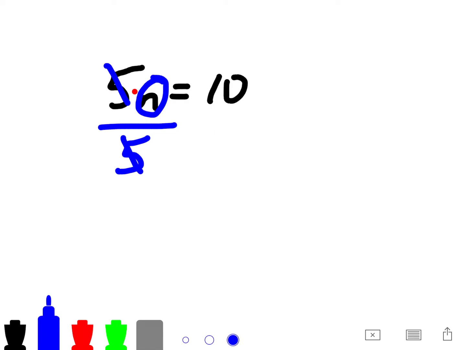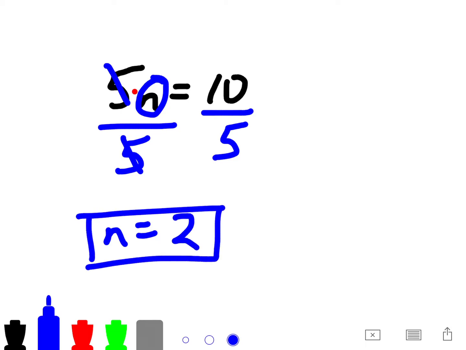Now what I do to one side, I have to do to the other, right? So n equals 10 divided by 5 is 2. And so that's one-step equations. We're just finding the inverse operation that solves for the variable, that isolates the variable. So let's try a different example.